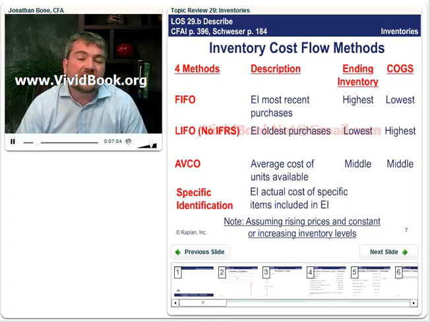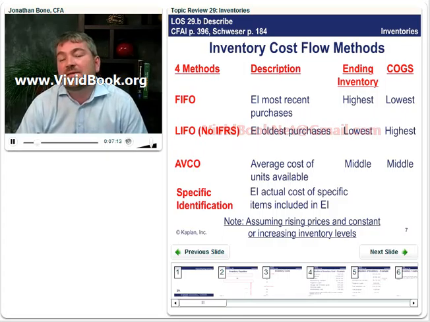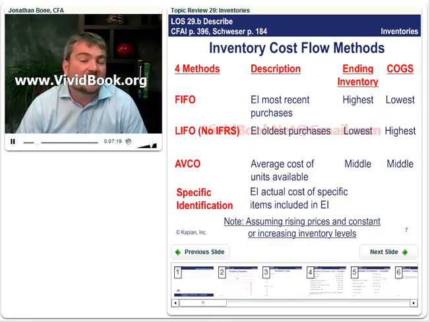So in an inflationary world, if our ending inventory is made up of the oldest purchases, that must mean it contains the lowest purchase prices, and as a result we'll get the lowest ending inventory under LIFO. However, if we've sold the most recent purchases at higher prices, it means our cost of goods sold will be higher.